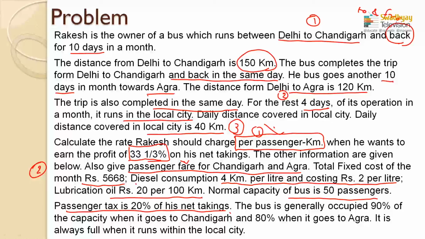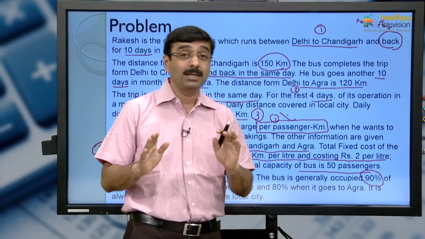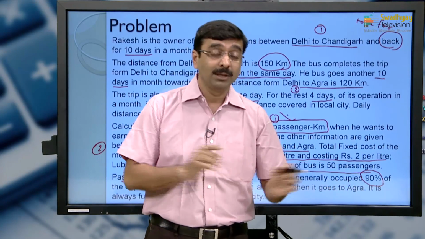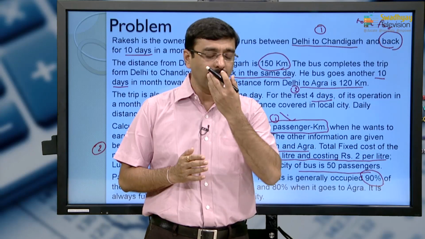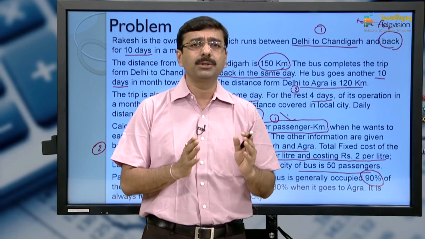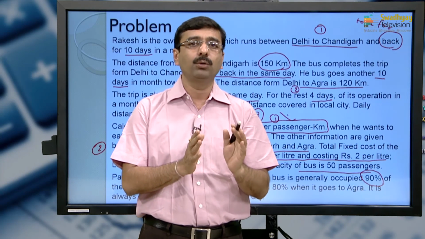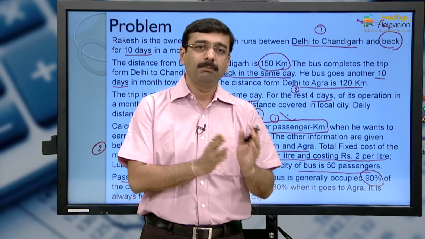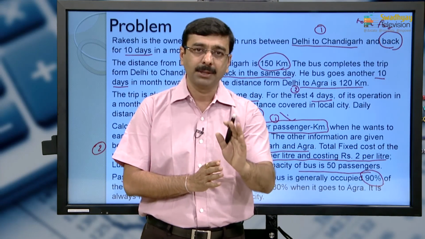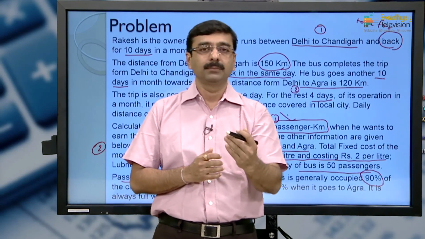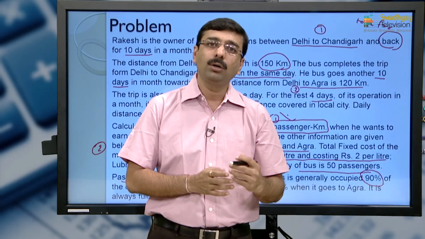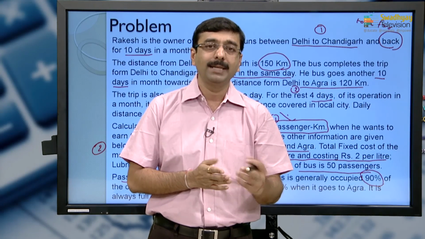Moving to the next part, the bus is generally 90% occupied of its capacity when it goes to Chandigarh. Fine, that means the occupancy ratio is different for the different routes. The first route occupancy ratio is 90%. It means that when it runs Delhi to Chandigarh, the capacity carried by the bus service provider is 90%. The next route is Delhi to Agra. At that point, the occupancy ratio or carried capacity by the bus provider is 80%.